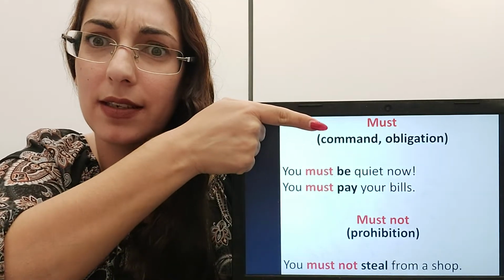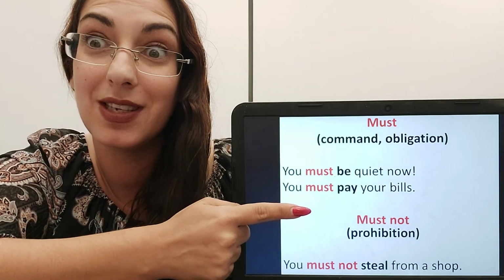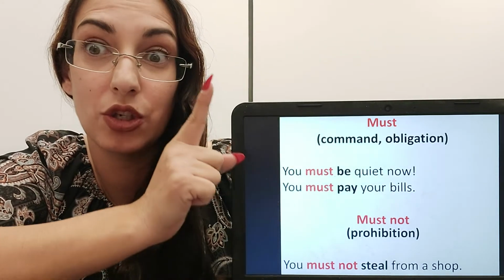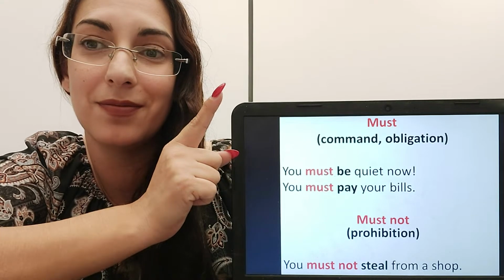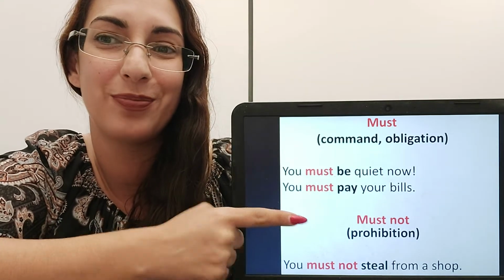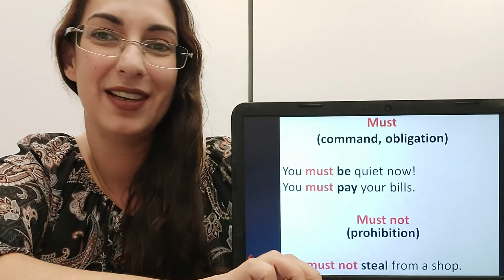Must is a command, an obligation. Must not is a prohibition. You must not do something. You are forbidden from doing it. Parents use this quite a lot. Now pause the video and look at these examples.